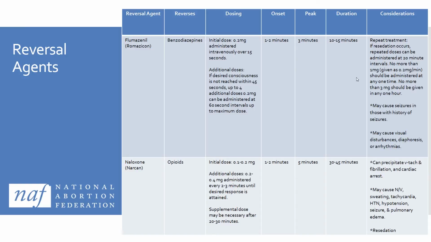It is administered by giving 0.2 milligrams intravenously over 15 seconds and then waiting another 45 seconds before repeating the dose. Up to 1 milligram may be given. Again, it is important to remember to support the airway and administer oxygen. The only precaution with flumazenil is to be careful of its use in patients with a history of seizures.